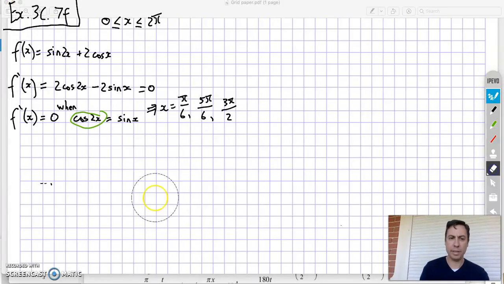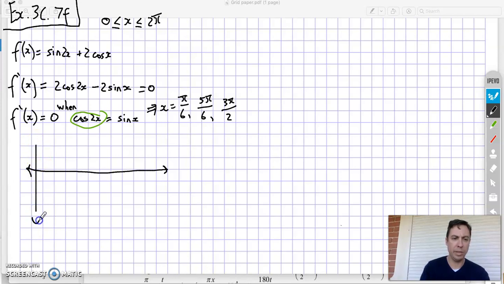Anyway, let's get back to work because we need a sign diagram for this first derivative. Let's draw that. And then we have to do a sketch of the function. So we're going from 0, so our interval 0 to 2 pi. Don't need it to be that big. To 2 pi.